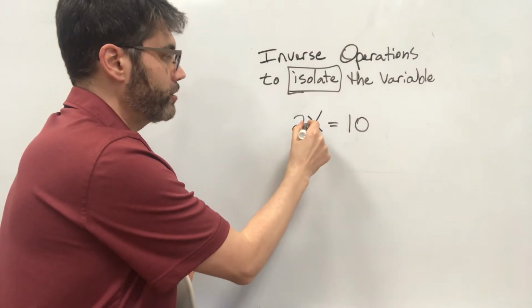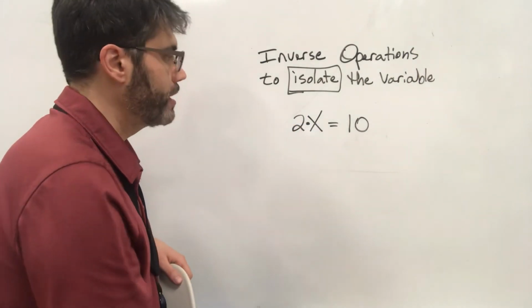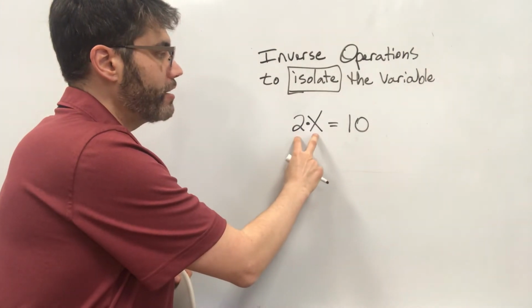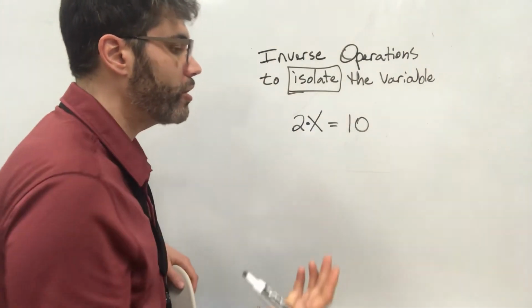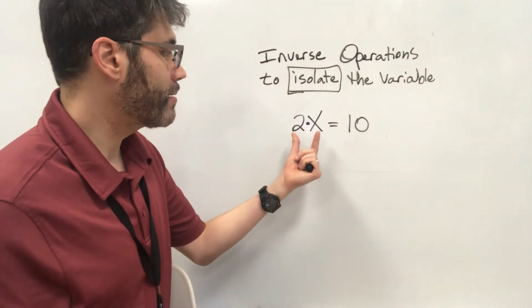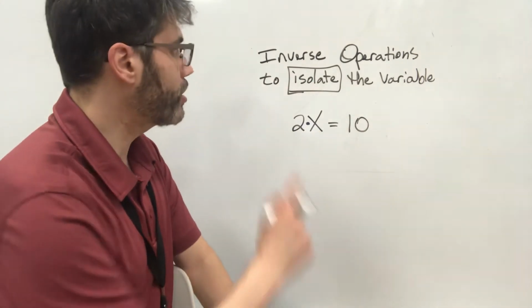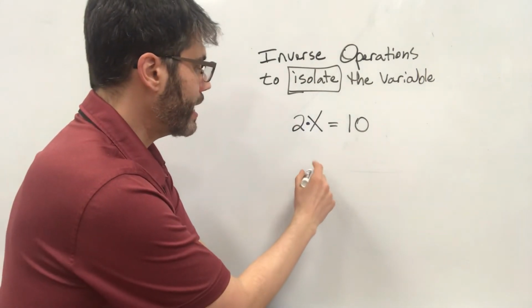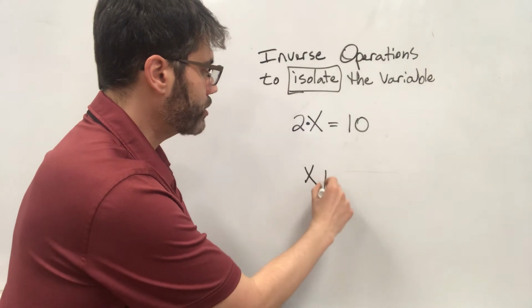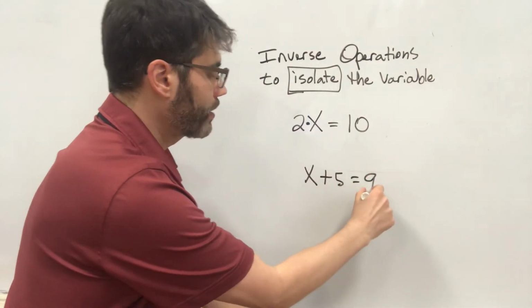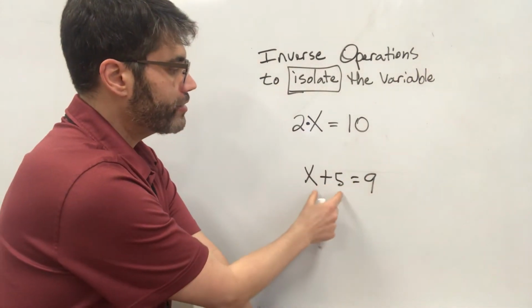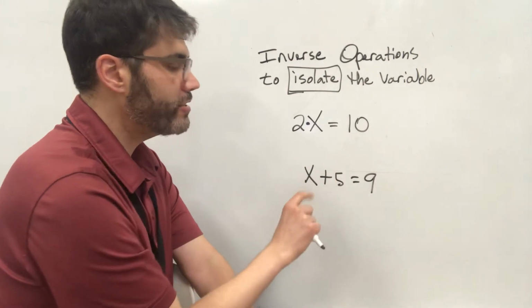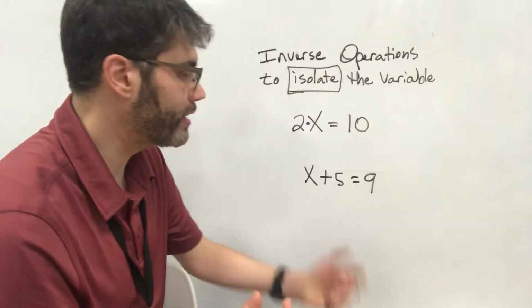If you want to put a little multiplication symbol in here, go for it. So how do I get rid of the 2 here? These are being multiplied against each other. In the case before, we had something like x plus 5 equals 9. So here, these are being added. So I need to do the opposite to get rid of it.